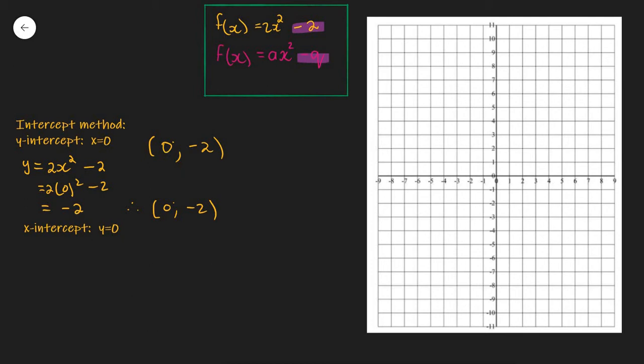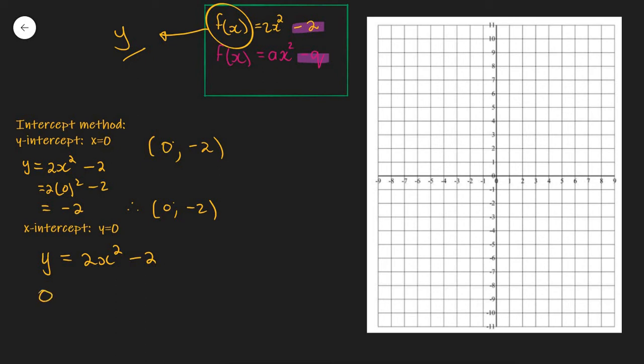For my x-intercept, I have to make y 0. So let's take that formula. Please remember that this, the f(x) here, represents y. Okay, let's go on. y equals 2x squared minus 2, so I'm going to make y 0.